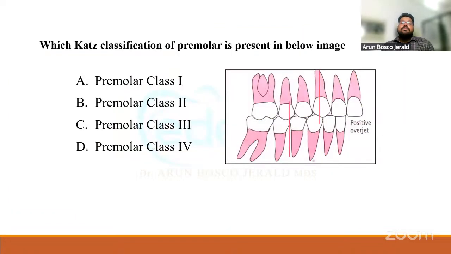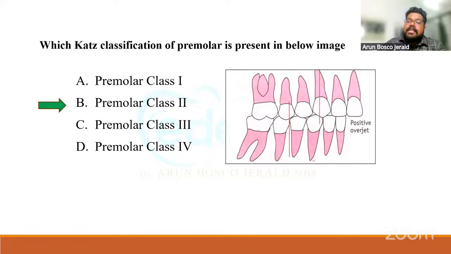Now going to see this question, which Katz's classification of premolars is presented in this image? See the relationship. See, this is the point where the maxillary first premolar has to be in class 1 malocclusion. Now, the premolar is in front of this contact area, hence this is a premolar class 2.